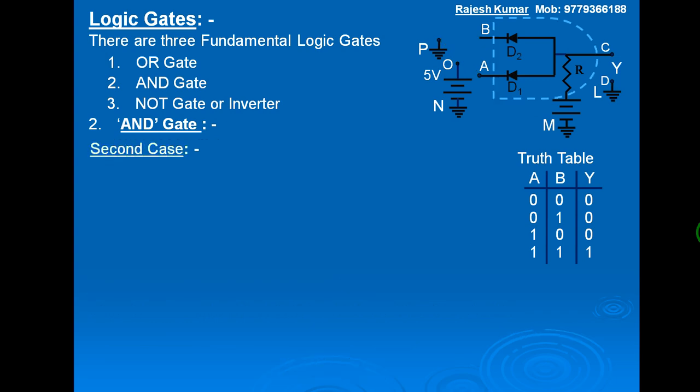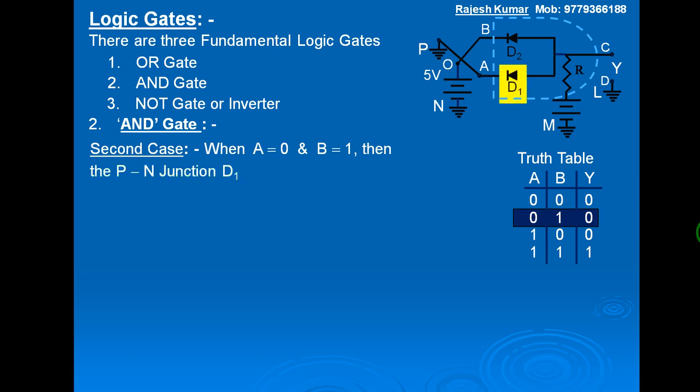Now second case, when A is 0 and B is 1. For A equal to 0, connect A to point P, and for B equal to 1, connect B to point O. Now the PN junction D1 is in forward bias.